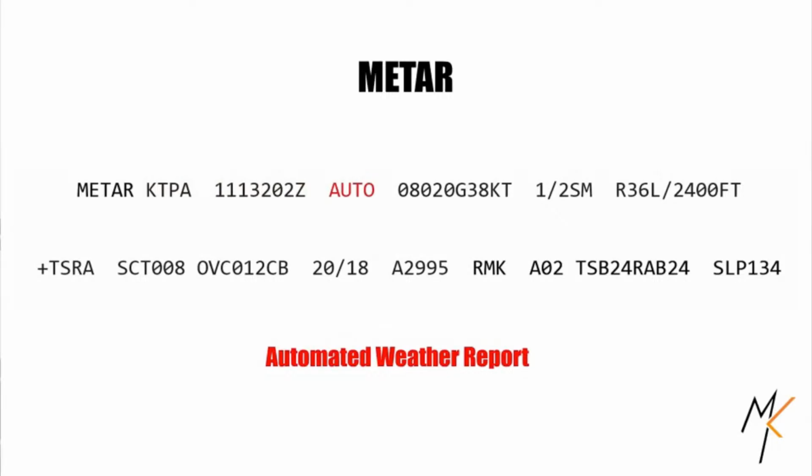Next, we have AUTO. This tells us the weather report was generated automatically, but if something gets changed for any reason, that could then turn into a COR, which stands for corrected.